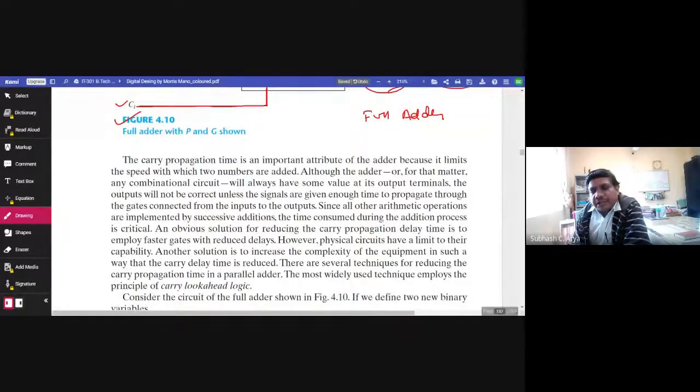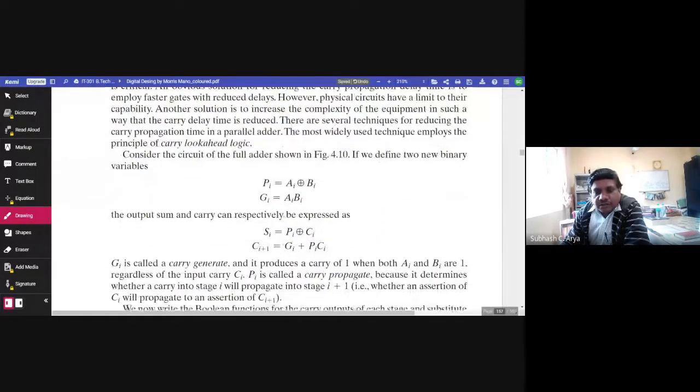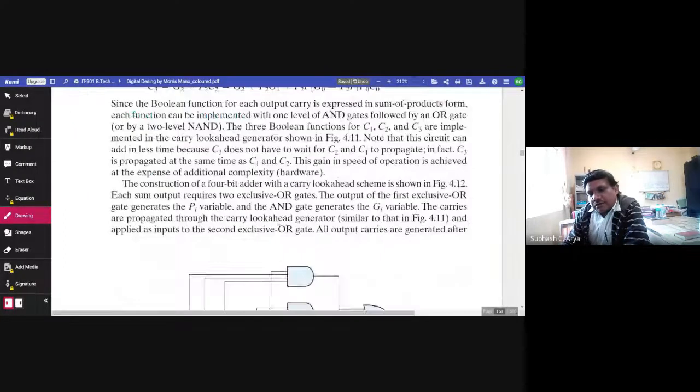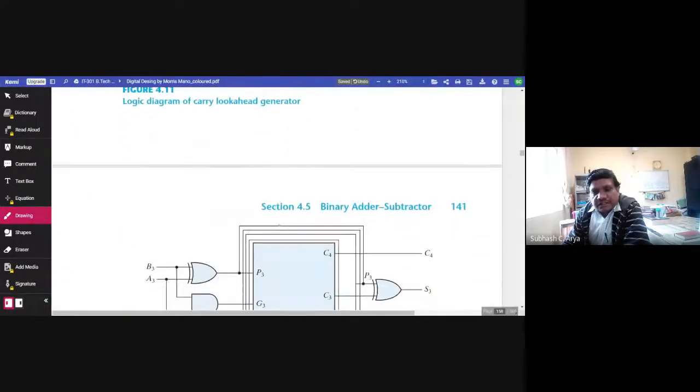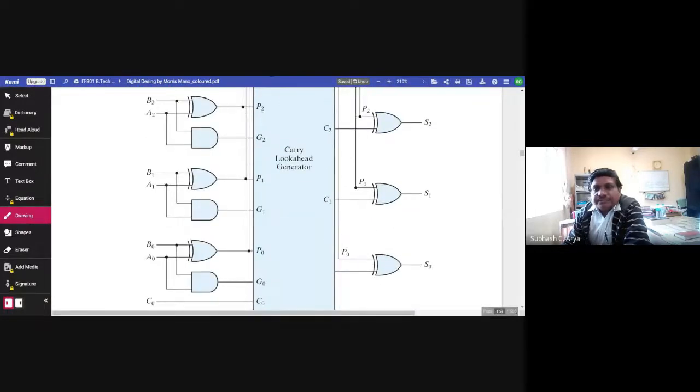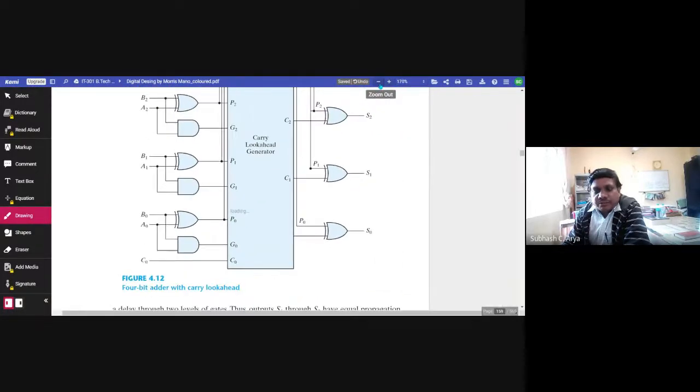The carry propagation time is an important attribute of the adder because it limits the speed with which two numbers are added. Although the adder, or for that matter any combinational circuit, will always have some value at its output terminal, the output will not be correct unless the signals are given enough time to propagate through the gates connected from the input to output. So, in order to deal with this, we increase the circuit complexity and decrease this propagation delay time.